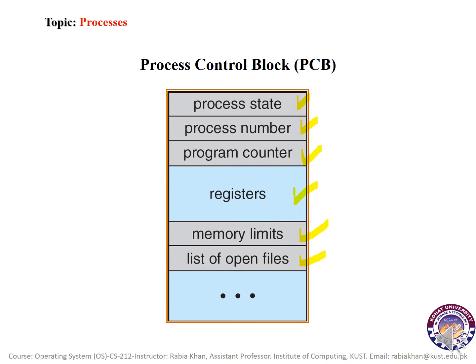So all these and other related information which we just discussed in the previous slide are stored in PCB, and the structure of PCB is in the form of a list. So this is the structure of a single PCB for a single process. For example, for process 1, its PCB has a structure like this.